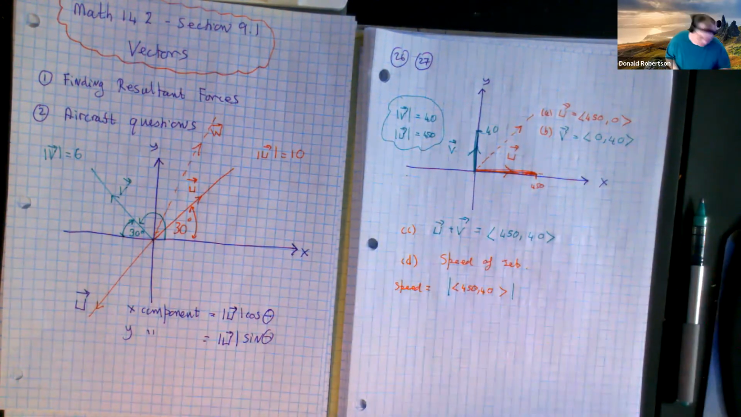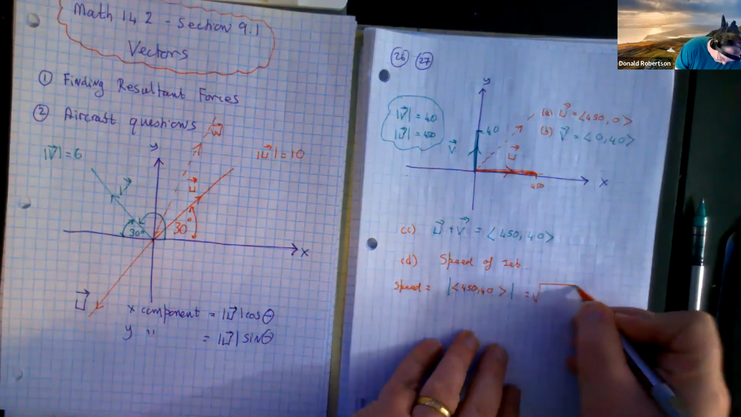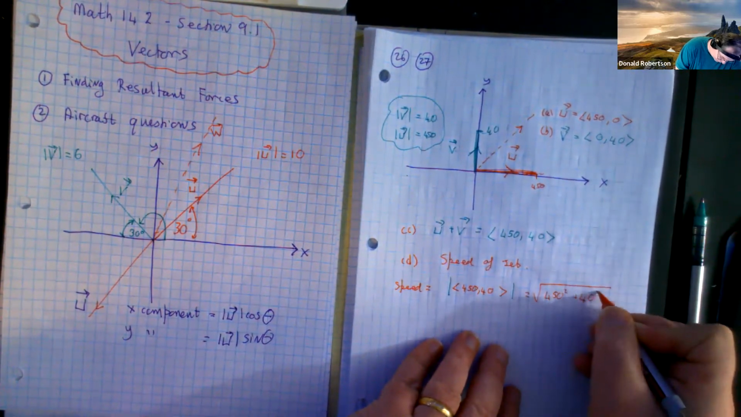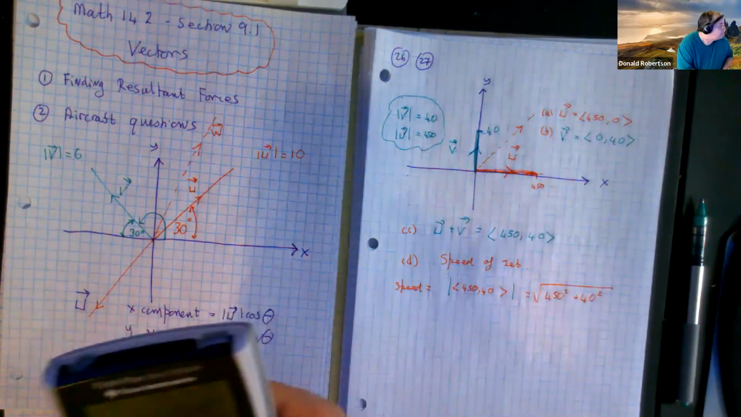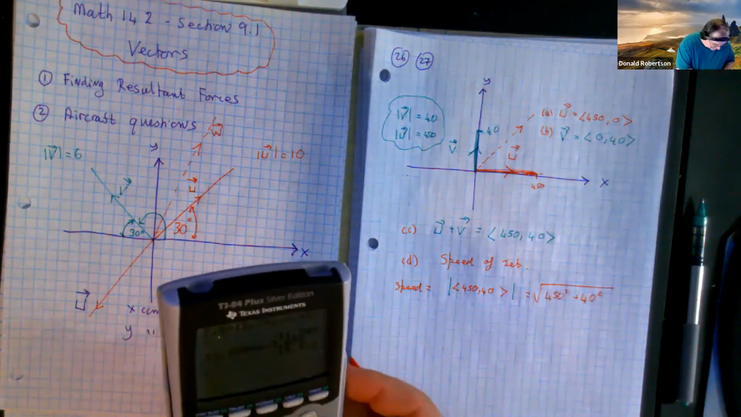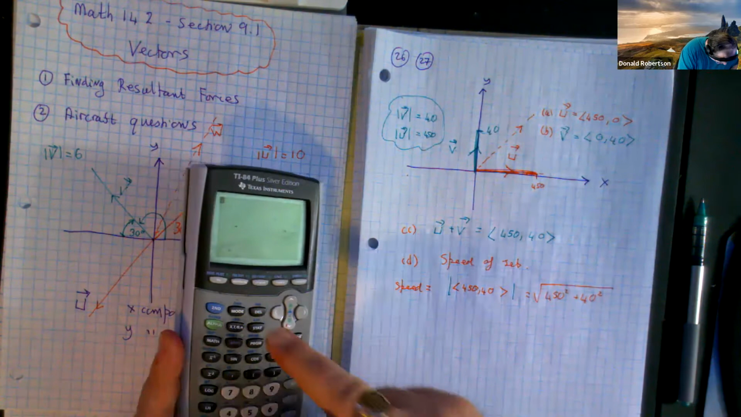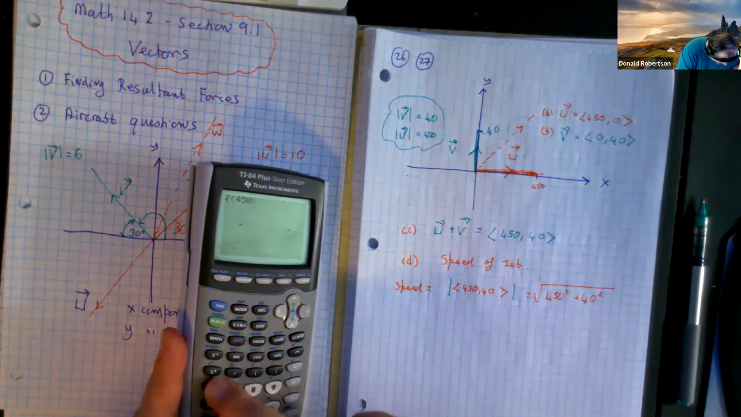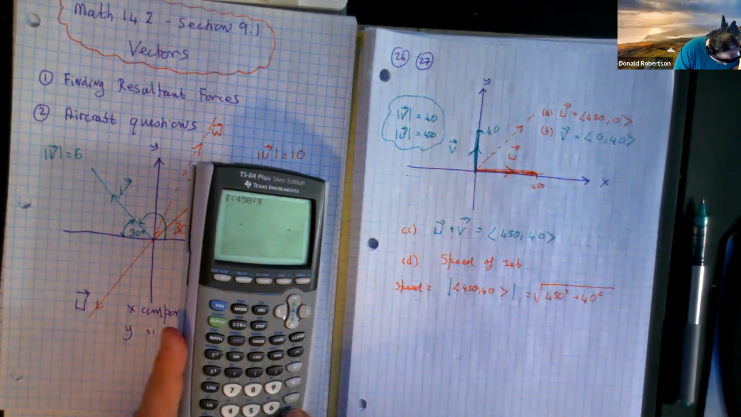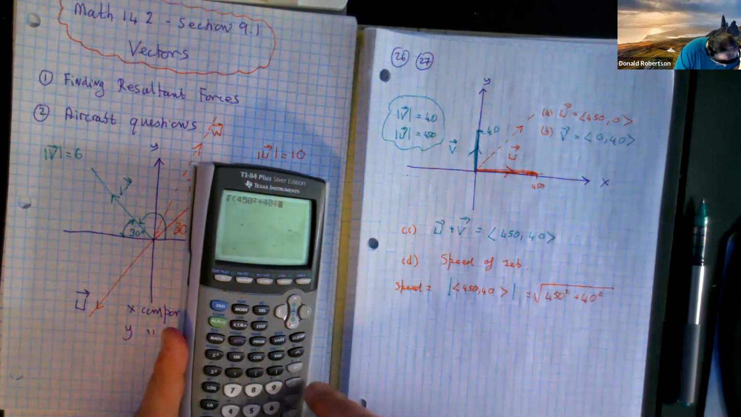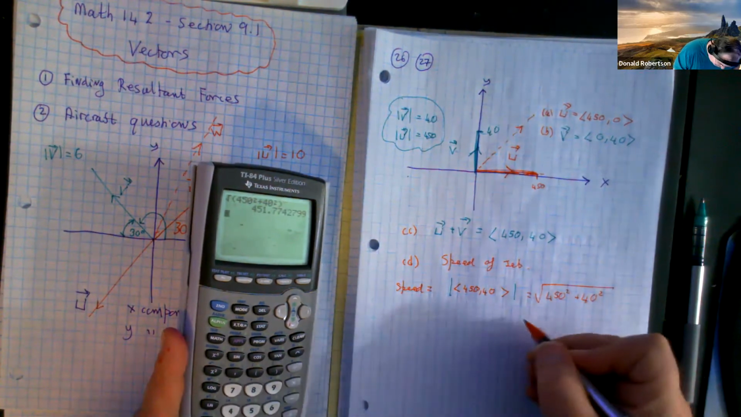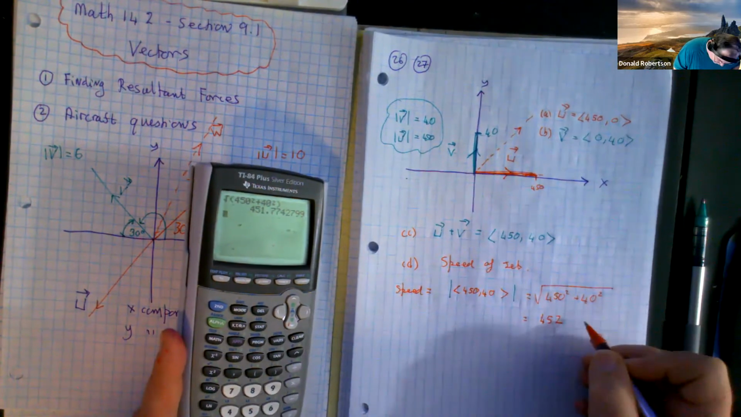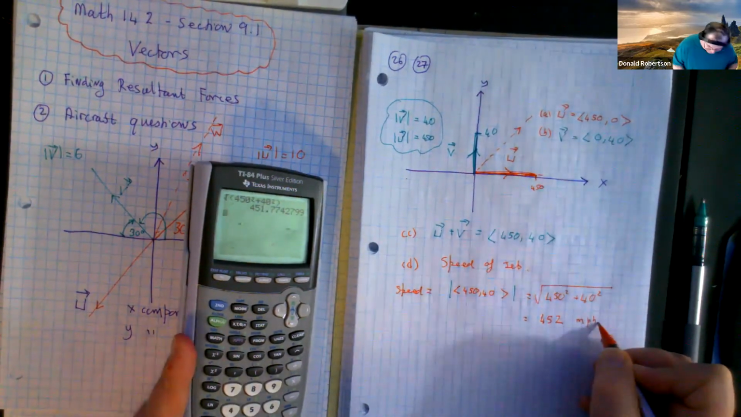Right. And so the magnitude of that is going to be the square root of 450 squared plus 40 squared. And did they mention decimal? Yeah, to the nearest integer. Okay, so they want a nice whole number. That's going to make my life a bit easier. Square root of 450 squared plus 40 squared. And the answer to the nearest whole number is 452, and that's going to be miles per hour.